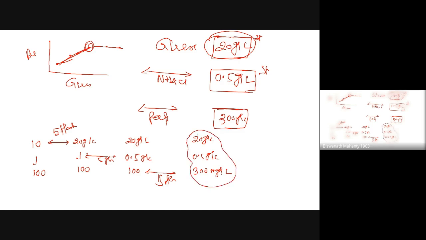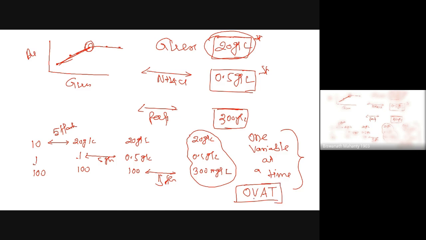If I am telling like this, this approach is known as one variable at a time, or simply I can say this approach is called OVAT approach, one variable at a time. Am I clear to you what is OVAT approach, how it is normally done?